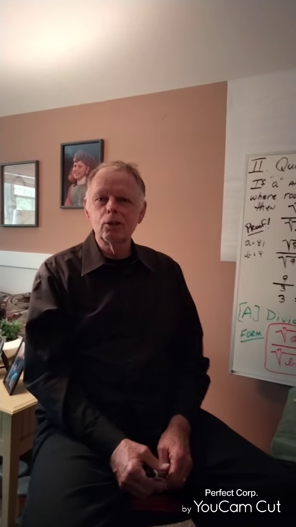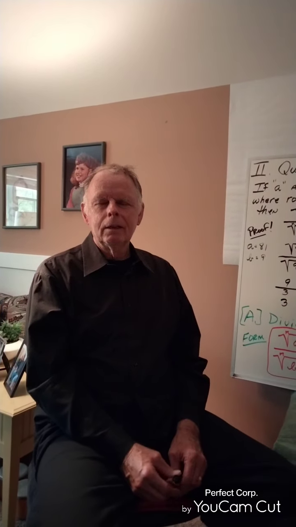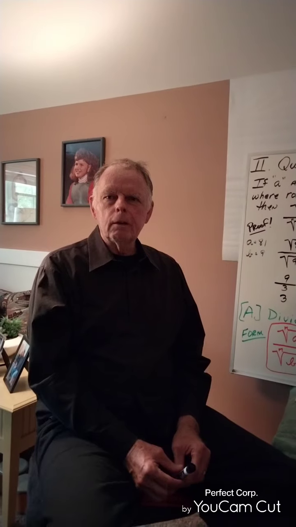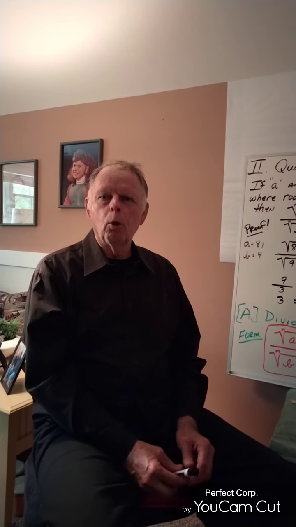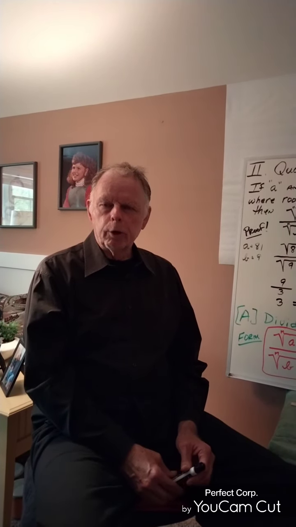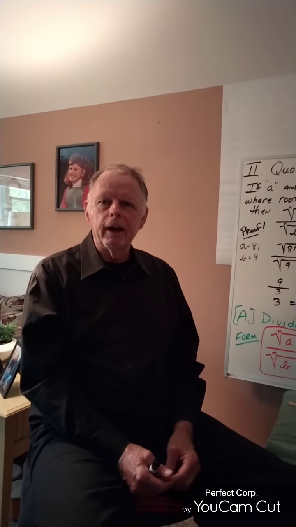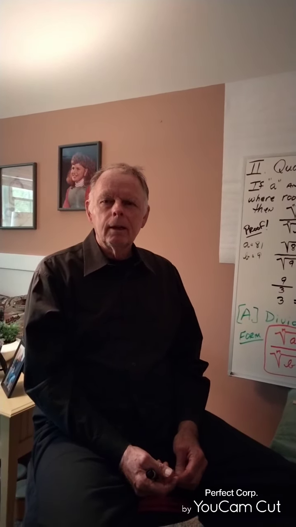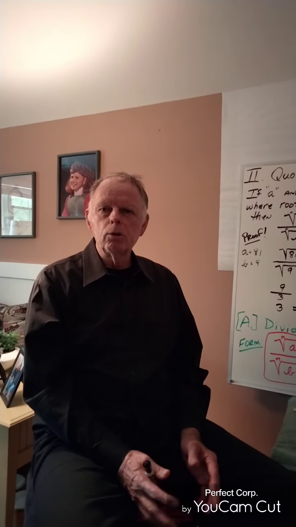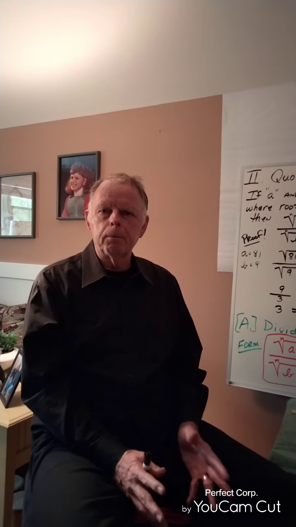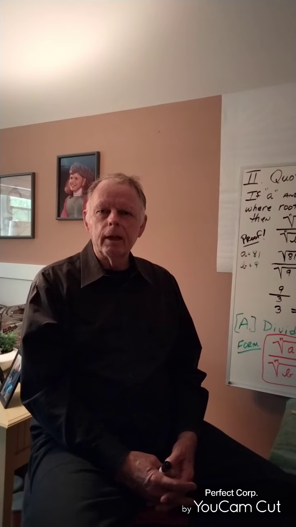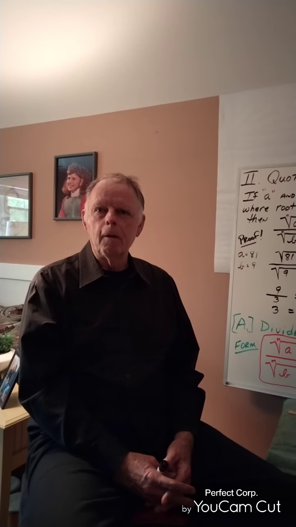Okay, folks, it's good to be back with you today. We're going to continue on and finish up 9.2. Now, if you remember, the title of 9.2 is Multiplying and Dividing with Radicals. And then in each one of those operations, there is a simplifying part that we do as well.